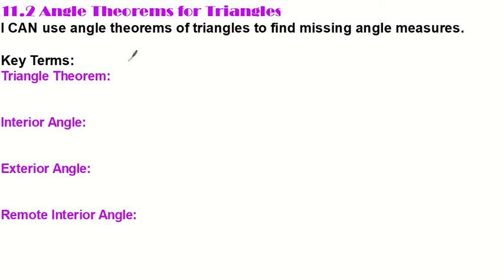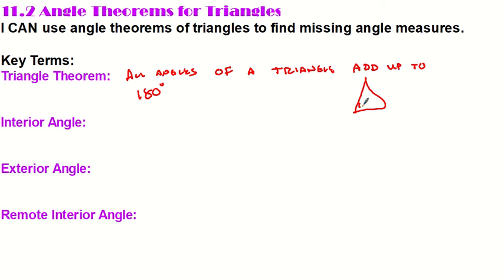So, the triangle theorem is all angles of a triangle add up to 180. Sorry, I guess this should have been the one that I actually typed up for you. All angles of a triangle add up to 180. The rest we'll do pictures. So all the angles of a triangle add up to 180.